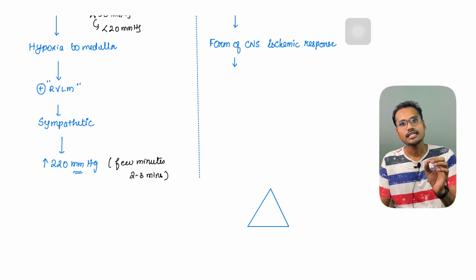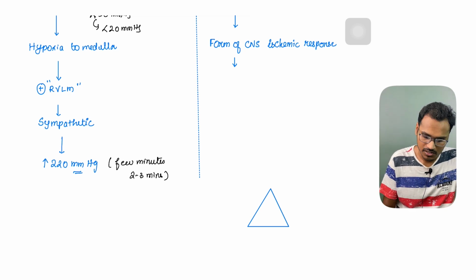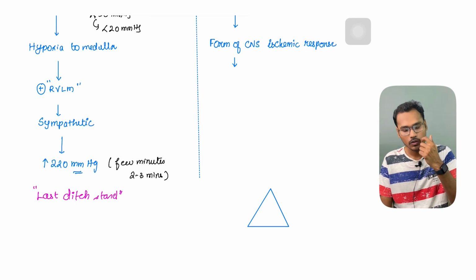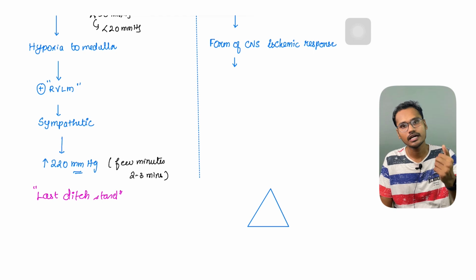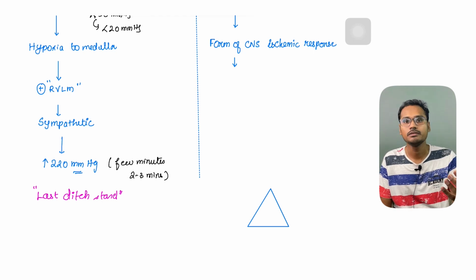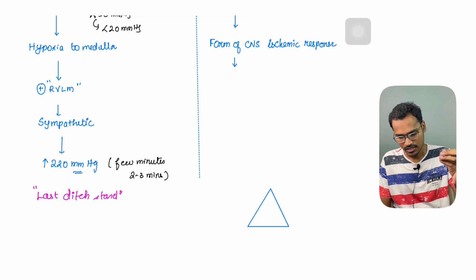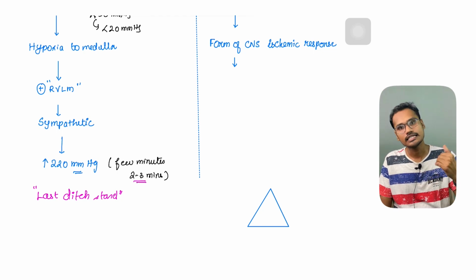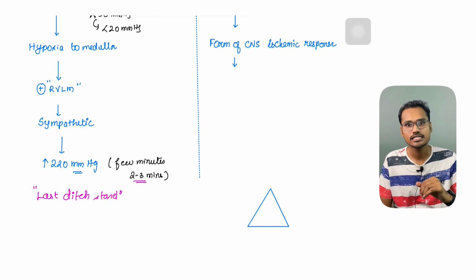So this mechanism has also been given a special name, which is called the last ditch stand. What is this last ditch stand? The body makes one final effort to save the person from a fall in BP, hypotension, by increasing this BP to very, very high levels. As you can see, the only disadvantage is it is going to last for a few minutes, and obviously an external intervention is needed.